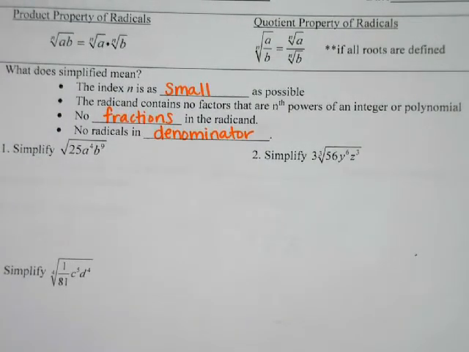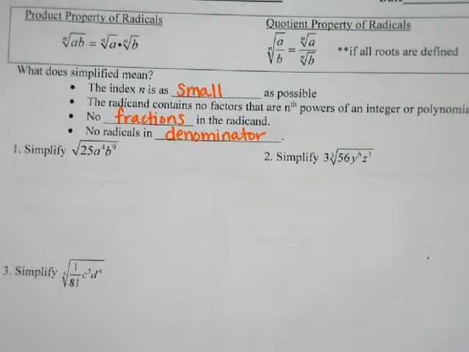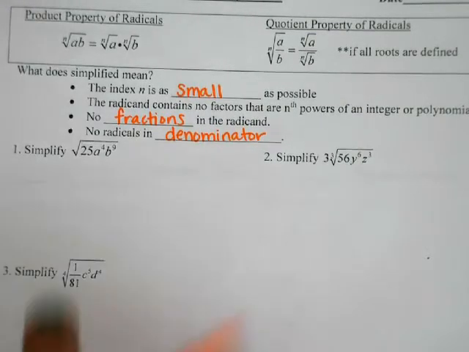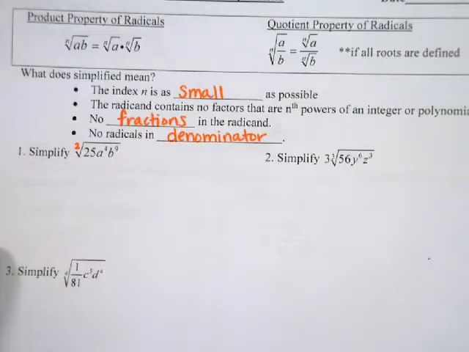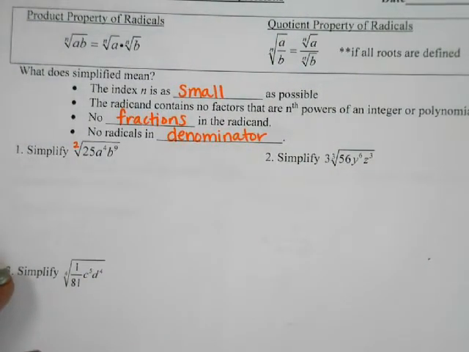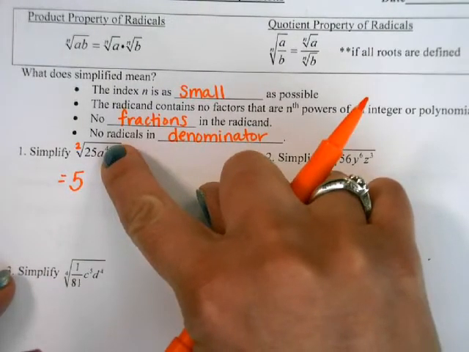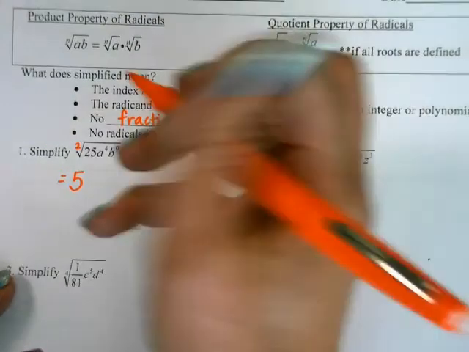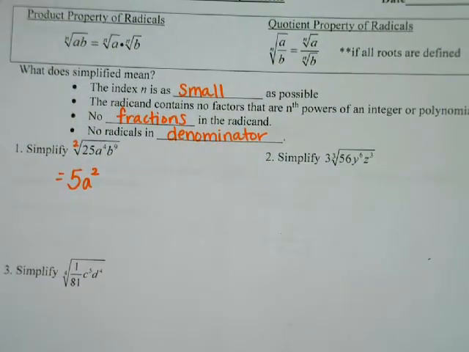Okay, so look at number 1 there. It says simplify the square root of 25 a to the 4th, b to the 9th. Okay, what's my index? There's no number there, so we assume it to be a 2. Can I take the square root of 25? Yeah, it's 5, right? And can I take the square root of a to the 4th? Yeah, it's a squared, right? But now, Houston, I have a problem. I have b to the 9th, and 9 doesn't divide by 2 evenly, so we don't put it as a decimal, though.